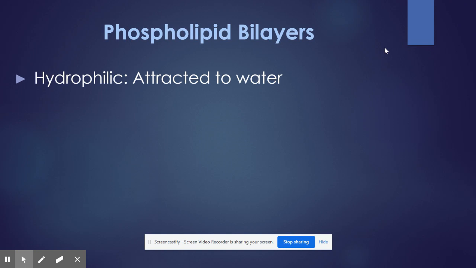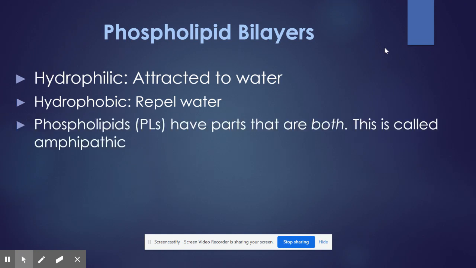The word hydrophilic means attracted to water. Hydrophobic means it repels water. Phospholipids, which I'm going to be abbreviating as PLs, have parts that are both. This is called amphipathic, like amphibian. It's both water and air. Amphipathic means both hydrophilic and hydrophobic.